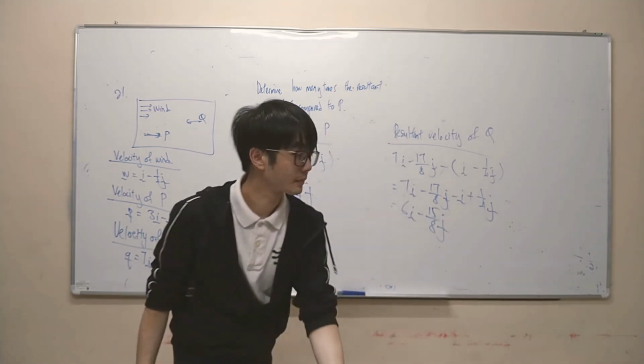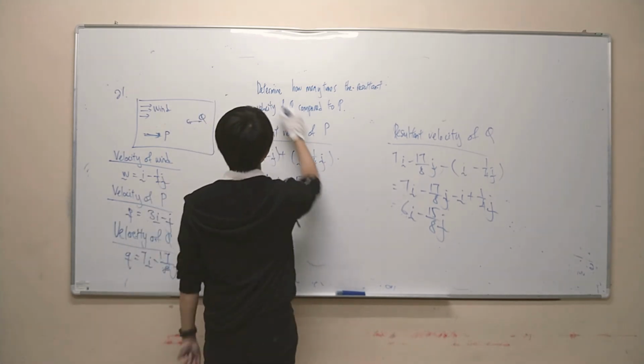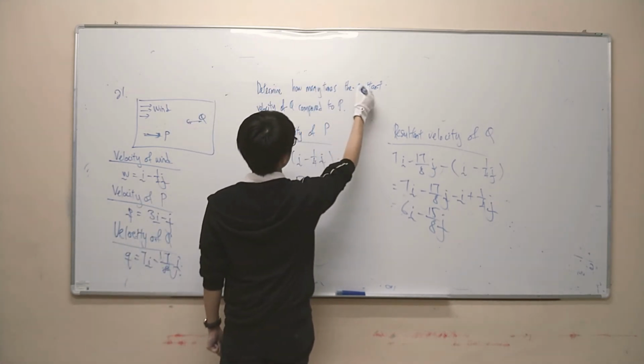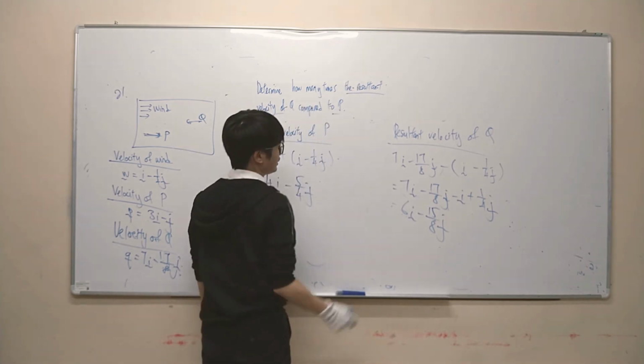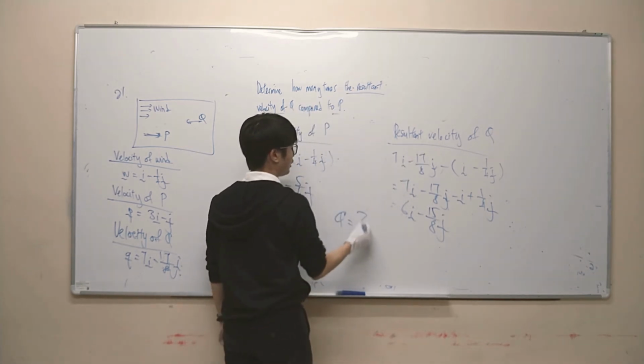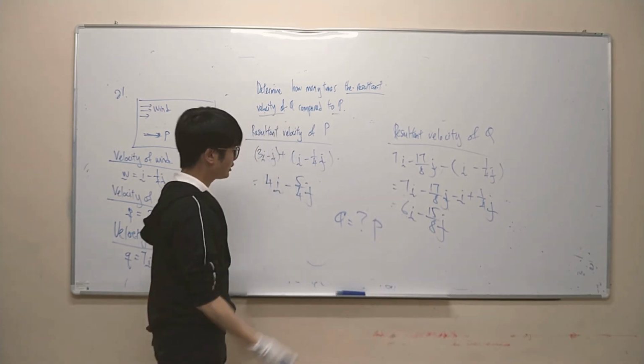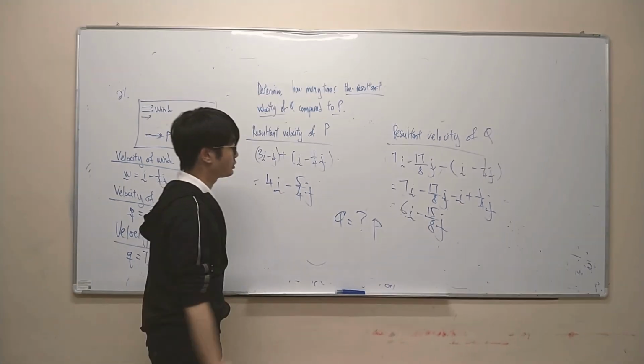Okay, baca. But this is not what the question wants. Determine how many times the resultant velocity of Q compared to P. So Q equals to how many P? Okay, Q equals to how many P? So what you can do?